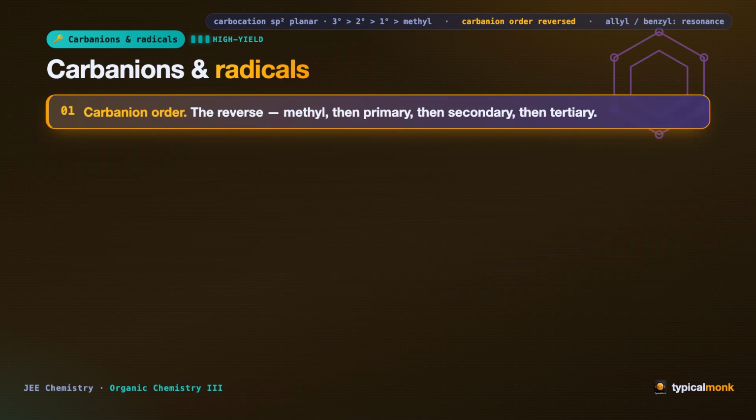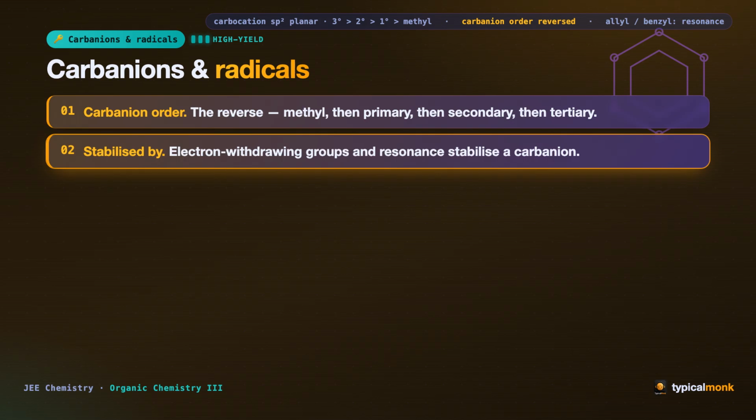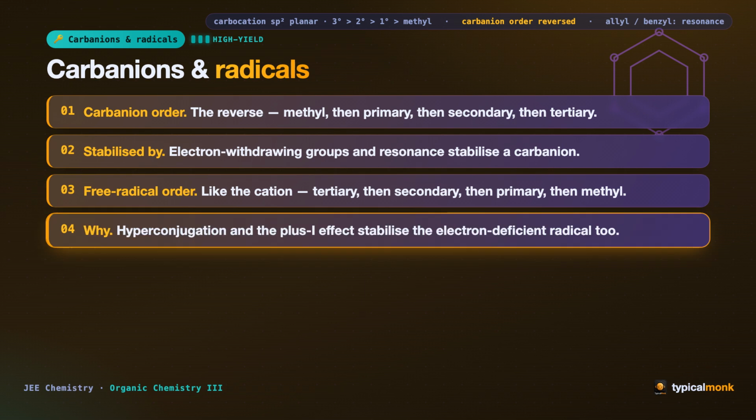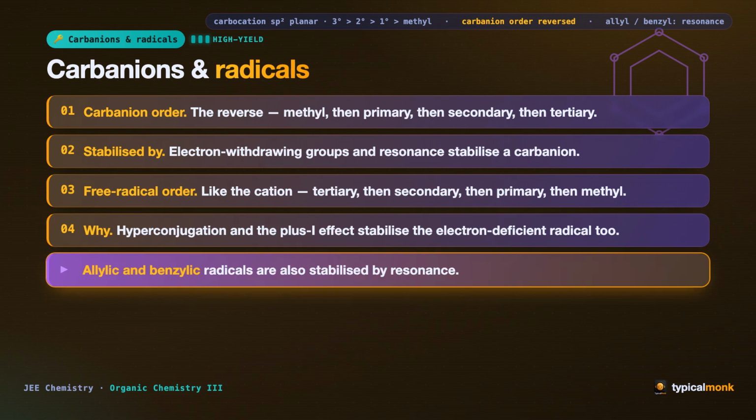Now, the other 2 intermediates. The carbanion order, it is the reverse. Methyl, then primary, then secondary, then tertiary. The alkyl groups now destabilize. Electron withdrawing groups and resonance stabilize a carbanion. The free radical order, like the cation, tertiary, then secondary, then primary, then methyl. Why? Hyperconjugation and the plus I effect stabilize the electron deficient radical too. Allylic and benzylic radicals are also stabilized by resonance.